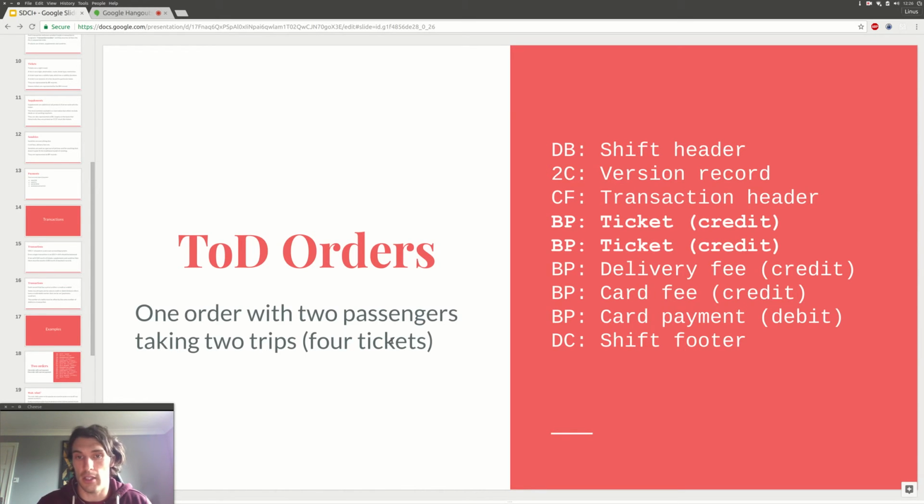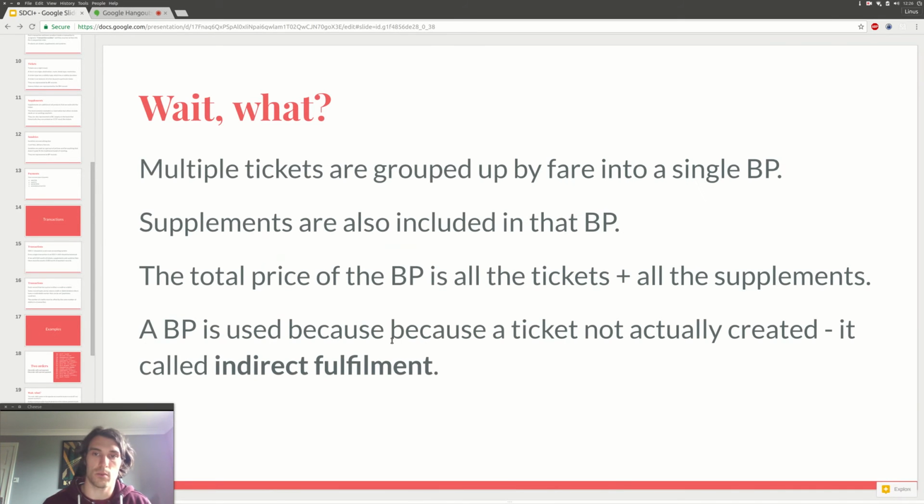The other thing to note is the supplement records also get rolled up into these individual BPs. So that can be a little bit strange at first. The other thing to note is that the total price of that BP, the sundry you create, is the price of all the tickets and all the supplements. Given that most supplements are reservations and don't have a cost, it's easy to forget to add the cost of the supplement in there, but it's all got to go into that single BP record.